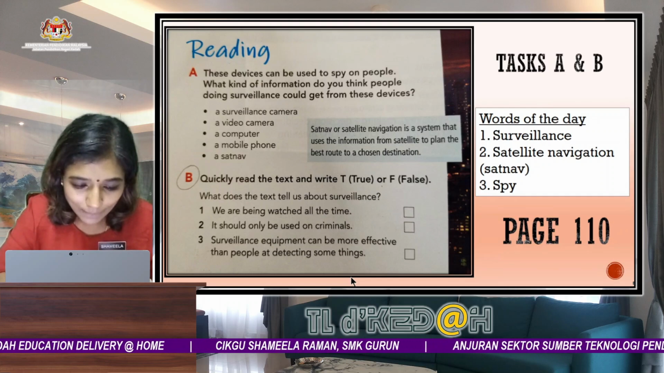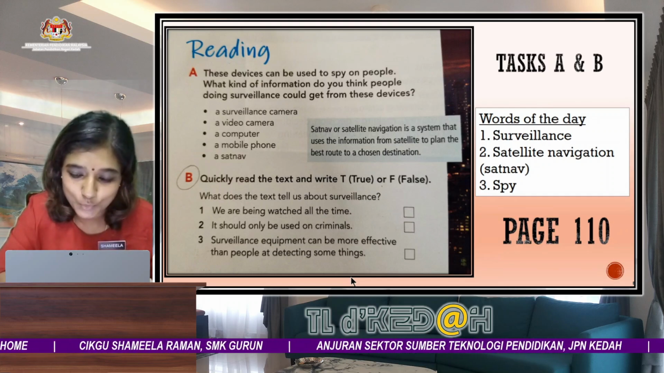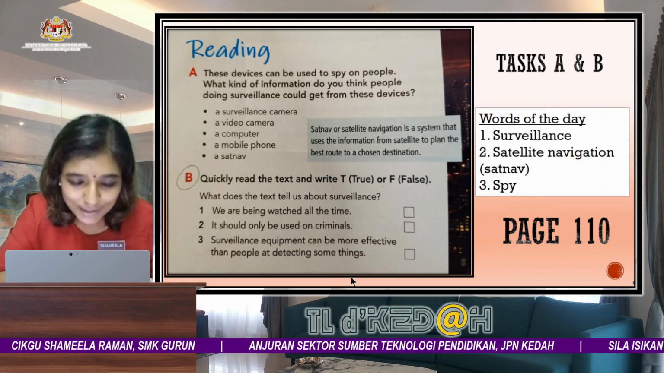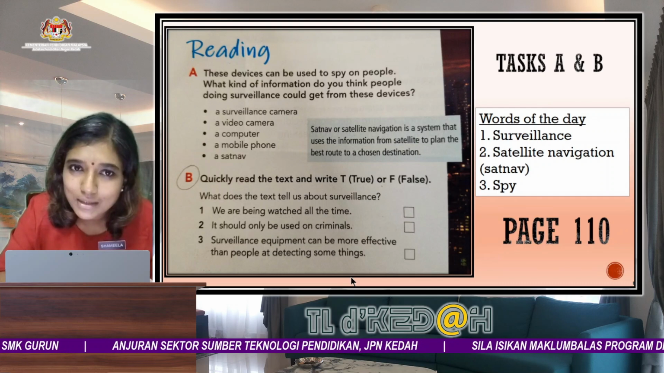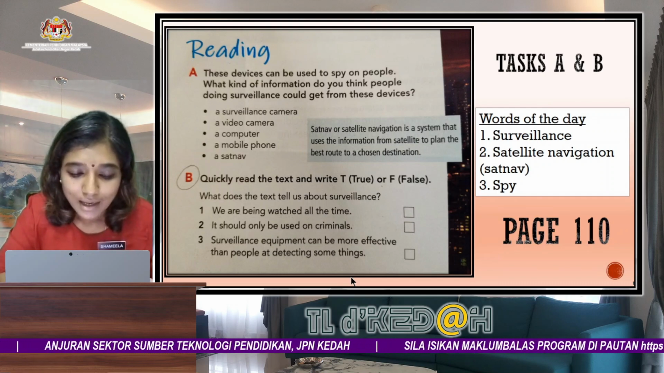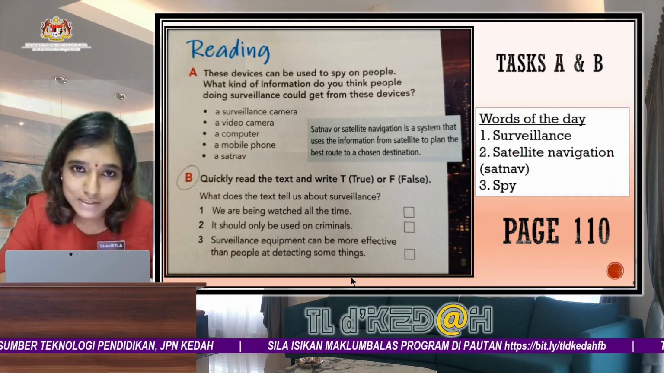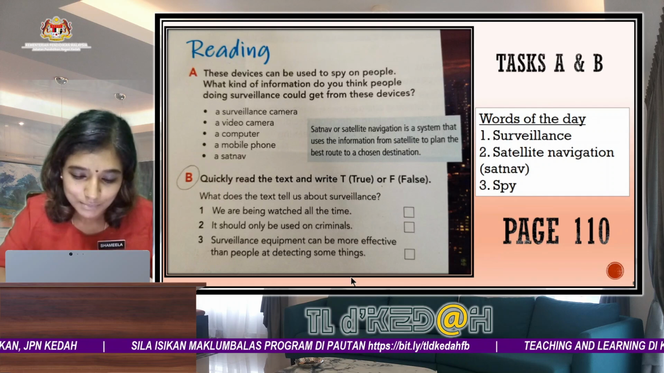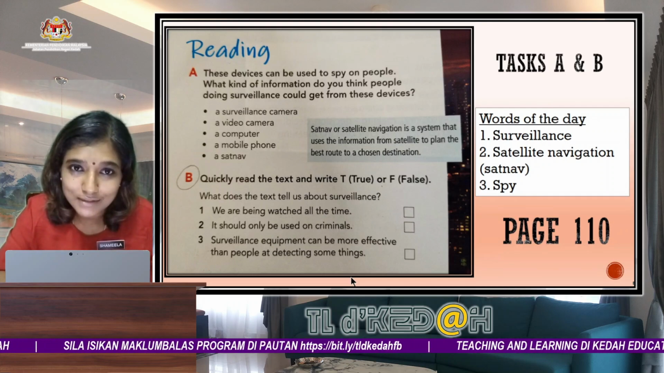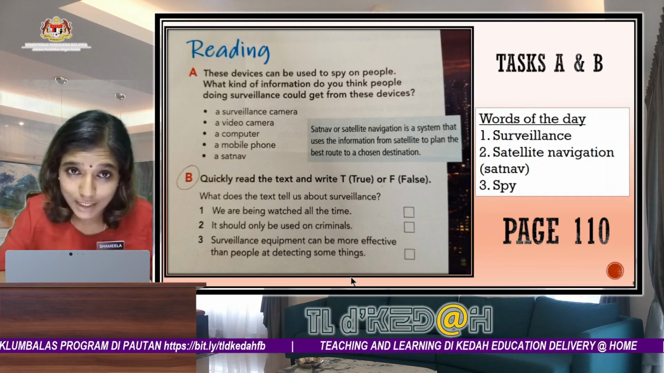Look at task B. Now you have to go to your text on page 110 and 111 to read quickly, skimming, scanning. Okay, and read the text and write true or false. So you'll be looking at the text. I'm just taking 30 seconds, okay? And I'll be looking at the question, yeah?